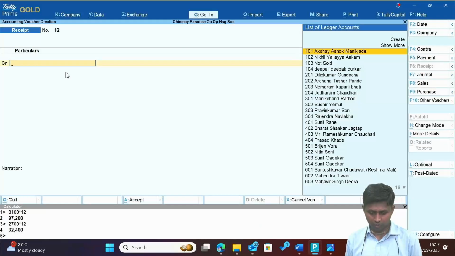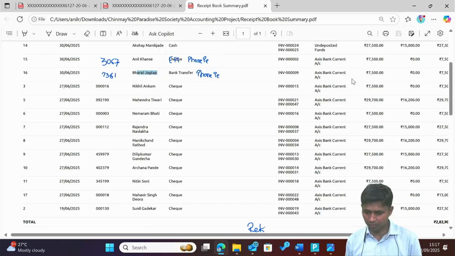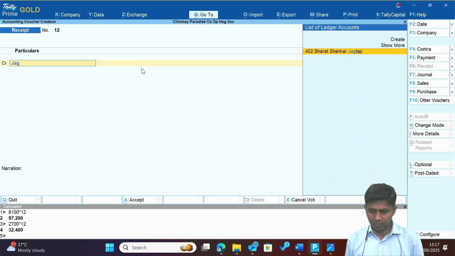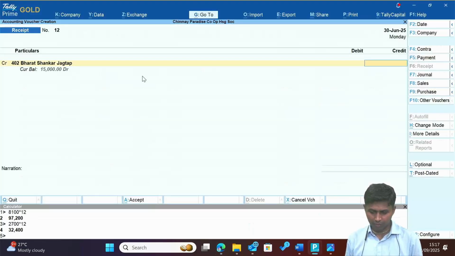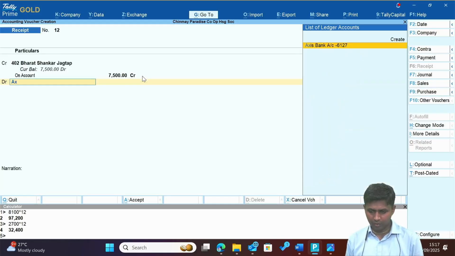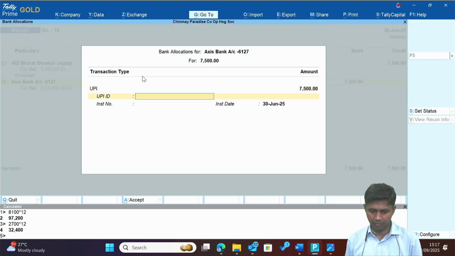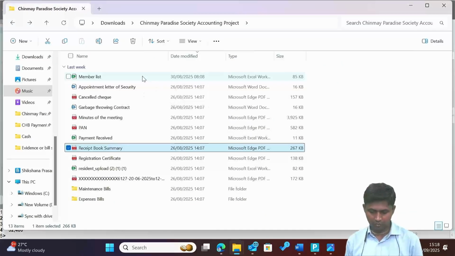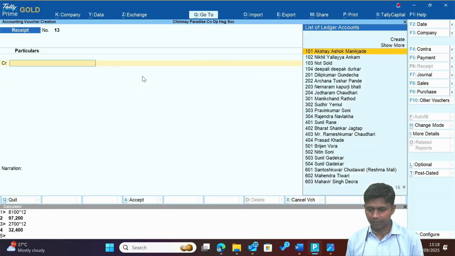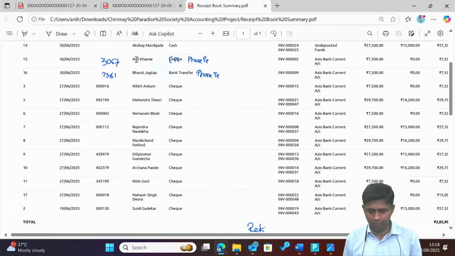Then next on 30 June. Now change the date. What happened on 30th? Now birth checked up 7,500, 7361 to UPI. Phone pay, that means UPI. Say checked up UPI 7,500. 7,500 on account, enter in the access through UPI. Therefore here you can select UPI, and then here let's say through phone pay, and then instrument number, 7361, enter, accept it. Last 4 digits of UPI you can write. If you have the full UPI number, then write it, otherwise just write that.